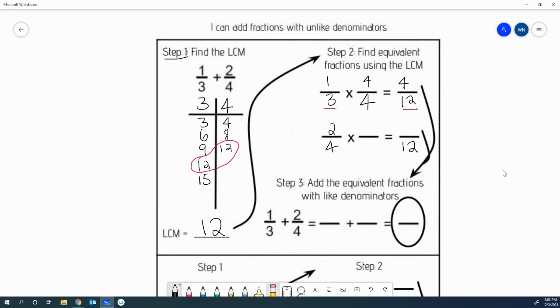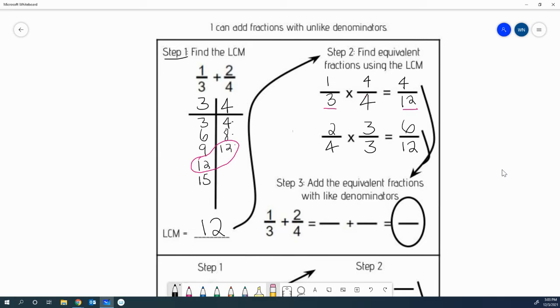Let's move on to 2/4. I know that 4 times something will get me 12. And in my brain, I'm looking over here. 1, 2, 3. 4 times 3 will get me 12. If I multiply the denominator times 3, I also have to multiply the numerator times 3. 2 times 3 is 6. So that means my equivalent fraction for 2/4 is 6/12.